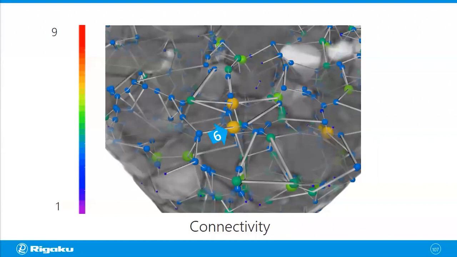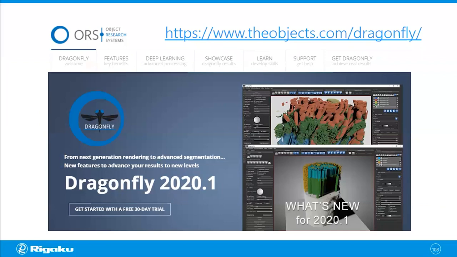Now, I want to take a moment and tell you what software tool I'm using to do all those analyses. I'm using Dragonfly 2020, and I used this to do all the segmentation and quantitative analysis and the pore network analysis you just saw.